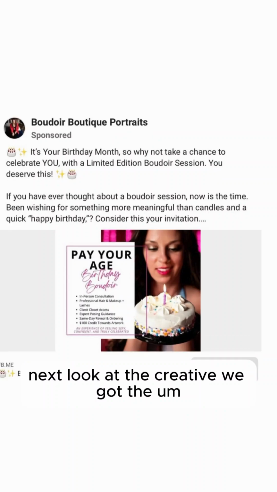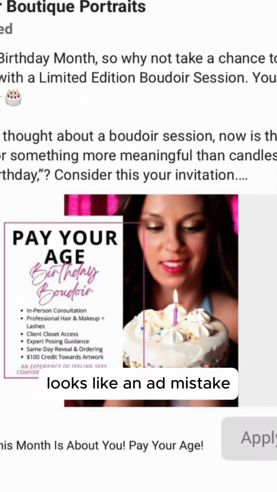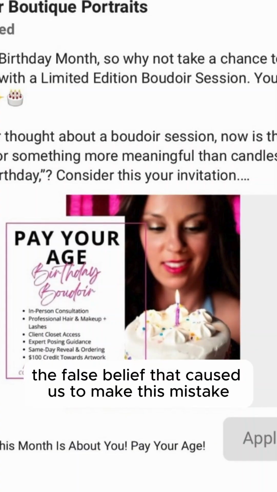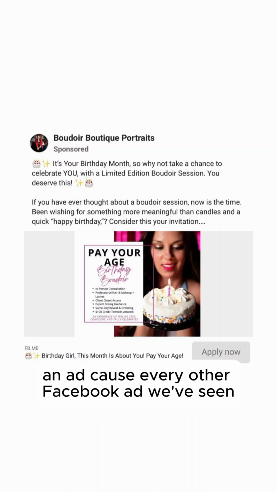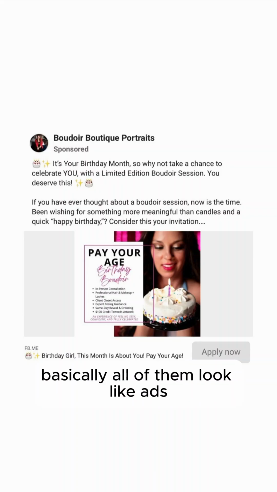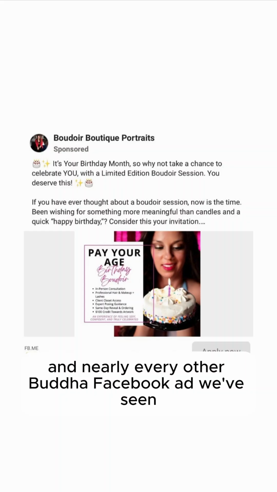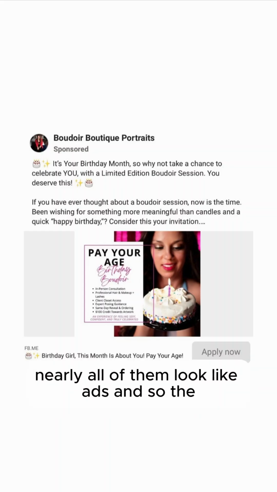Next, look at the creative. We've got the "looks like an ad" mistake. The false belief that caused us to make this mistake is that we're making it look like an ad, because every other Facebook ad we've seen, basically all of them, look like ads, and nearly every other boudoir Facebook ad we've seen, nearly all of them look like ads.